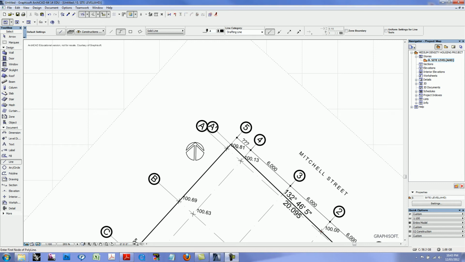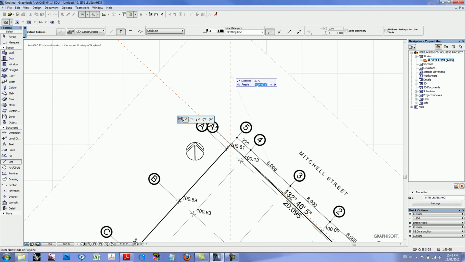So to draw the boundaries, I will get the line tool and the polyline geometry method, and I will draw my first line straight up the page. Either hold shift or make sure it is snapped to the orange construction line. Press the A key to type in the first bearing, which is 132 space 46 space 5 minus.